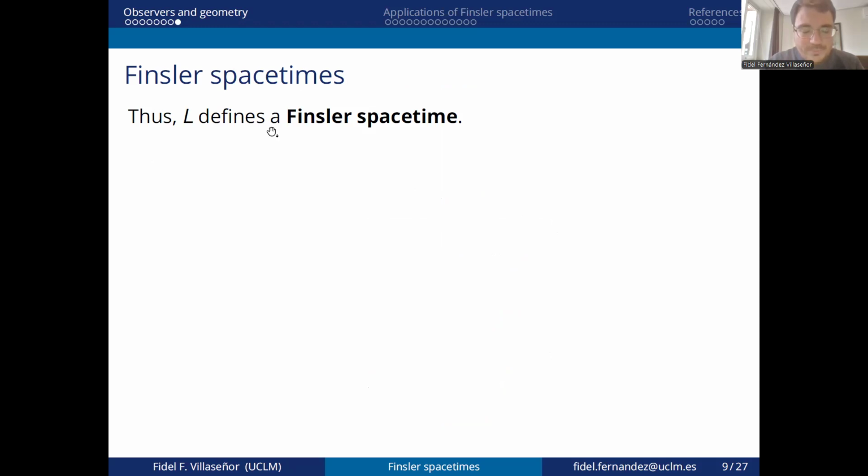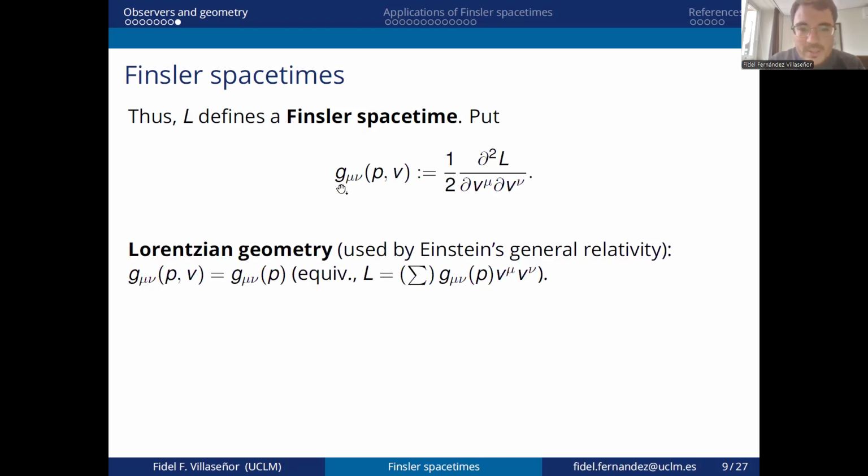So with this invariant quantity L, we define a Finsler spacetime. Here I will be just a bit technical for a moment. We write g_μν, which depends on P and V, for this quantity here, which is just the Hessian of L with respect to the direction variables. I put this here only to point out that the classical case, which is Lorentzian geometry, as in Einstein's relativity, is precisely the case in which this object does not depend on the direction. Or equivalently, it is the case in which L gets this quadratic expression here. This is just to compare with the classical case.